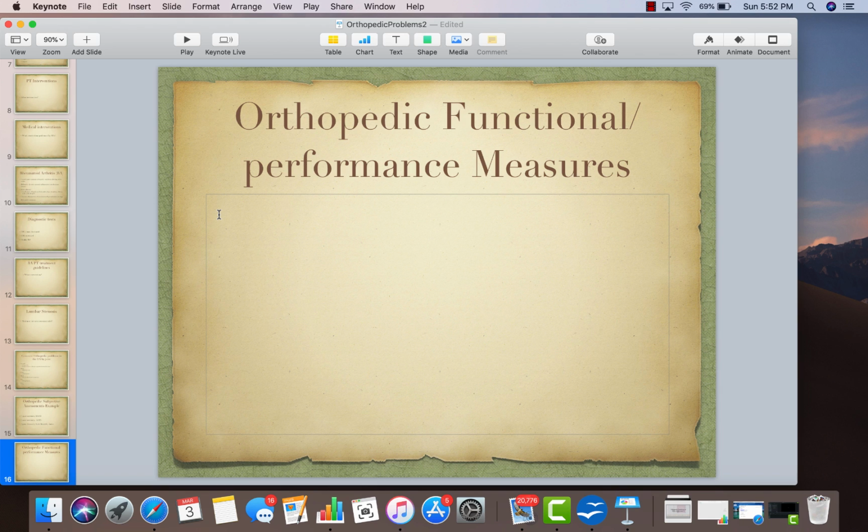Manual muscle tests. We could do 5 times sit to stand, a 30-second sit to stand. Of course, you can look at functional mobility, even things like the FIM. And the Timed Up and Go, although we think of that more in terms of balance, it's also a general functional measure. Okay, so that gives you an idea of some of the orthopedic problems that older adults deal with.